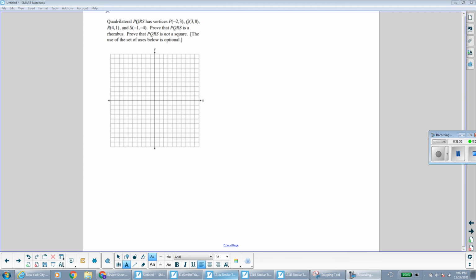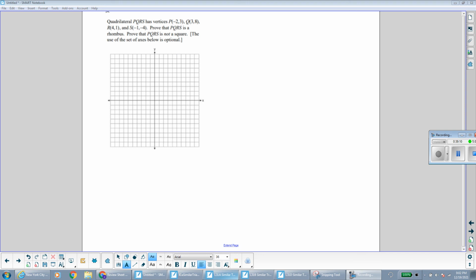So if it's already a parallelogram and a rhombus, in order to be a square, it would also have to be a rectangle. So if you want to show it's not a square, then you just have to show that it's not also a rectangle. So one way you could do that is rectangles have right angles. So if you can show that there aren't any right angles, then you know it's not a square. So if you find the slopes of the sides of PQRS and none of the slopes are negative reciprocals of each other, that means there are no right angles. So you don't have a rectangle.